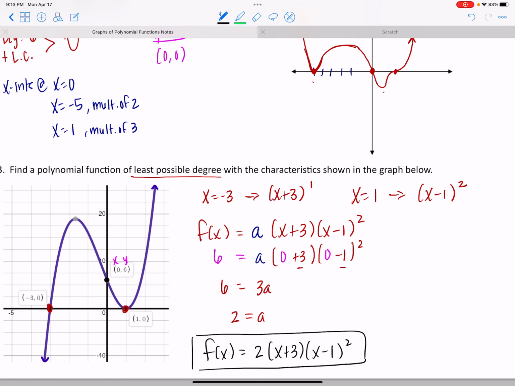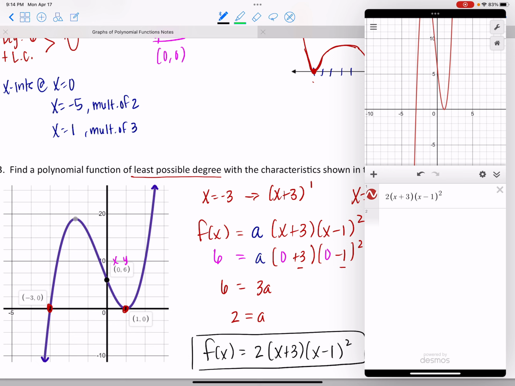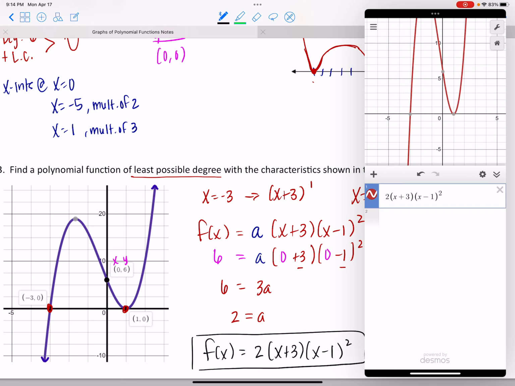And in fact, again, we could verify our work with our calculator. So 2 times x plus 3 squared times x minus 1. Oh, no, that wasn't squared. What am I doing? Sorry, it's just too late at night. Get rid of that. This one is the one that's squared, and let's zoom, and there we go. The picture looks like what we did. So I see the same behavior at this x-intercept, the same behavior at this intercept, and the same y-intercept as what is on my paper. So we did it.